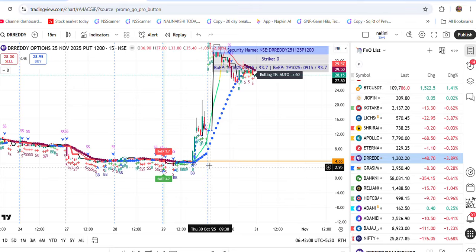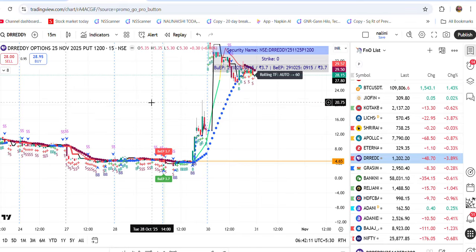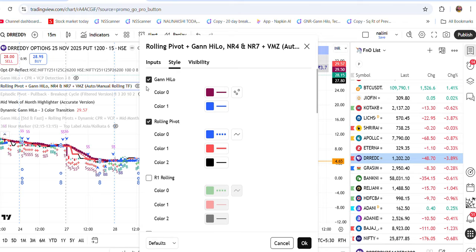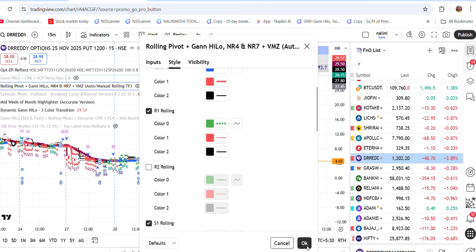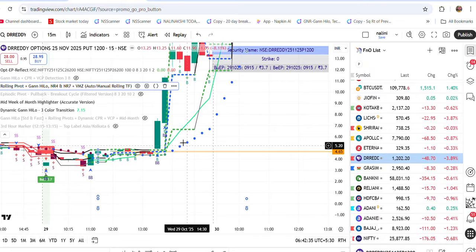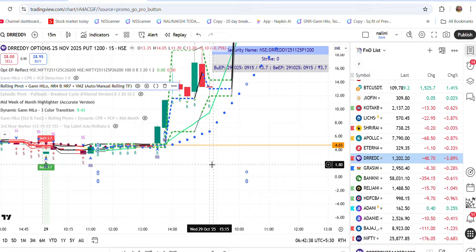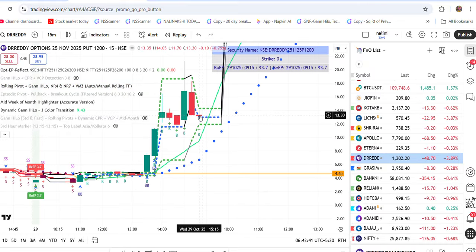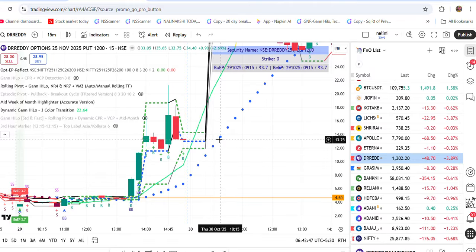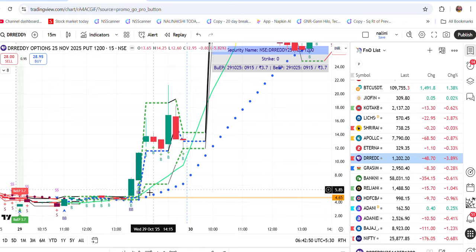If I've enabled only pivot, you can enable R1 also. The characteristic feature of this is when the price gaps and moves away from that, it will be above the R1. So let me enable R1 and S1. Now to see that, let me zoom it out. You can see over here, price has climbed above the Gann HiLo. So comfortably you can hold the position like this. See, that is better. For 2 days you could have held the position.